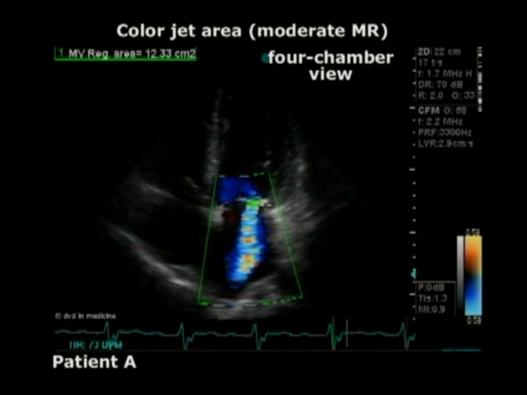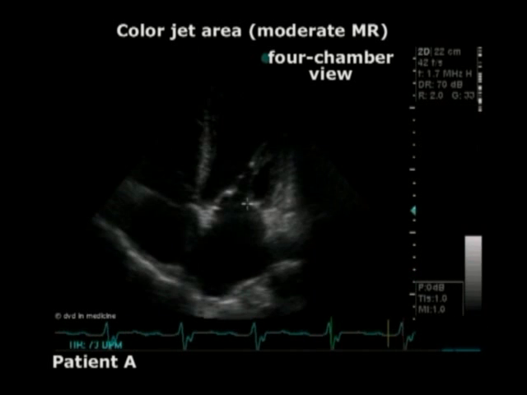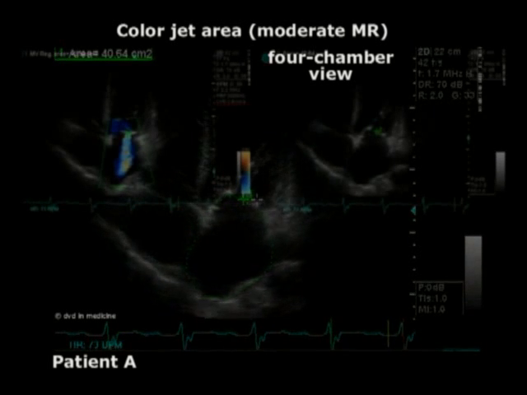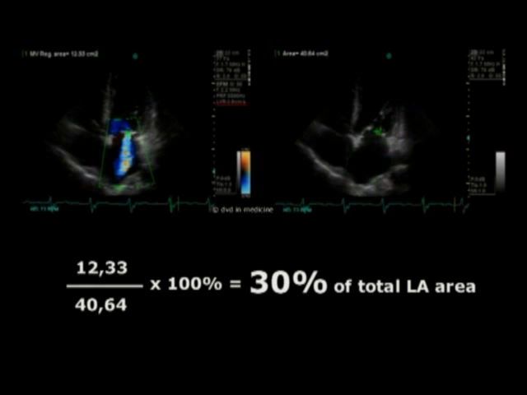The jet area is around 12 centimeters squared. The LA area is around 40 centimeters squared. The jet area is 30% of total LA area.